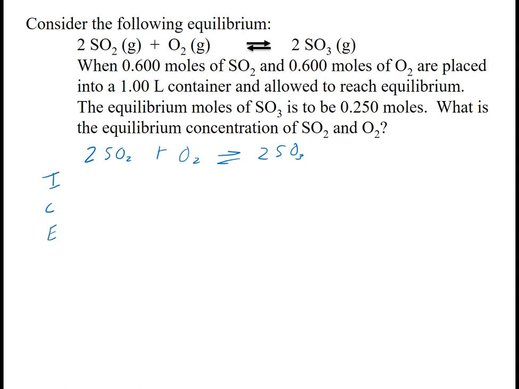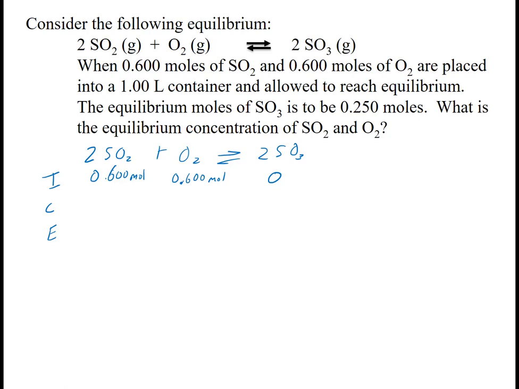And then I plug in my I amounts, which it tells me I have 0.600 moles. This is a 6. And 0.600 moles. And unless it tells me, I'm going to assume that my initial amount of my product is 0. We're going to come into problems where that's not the case.